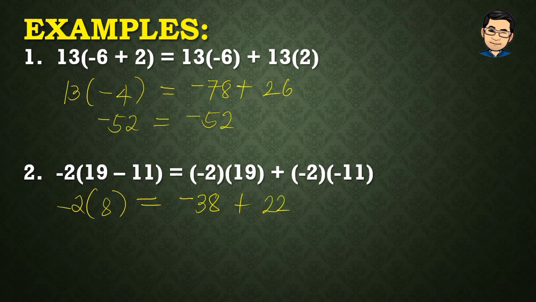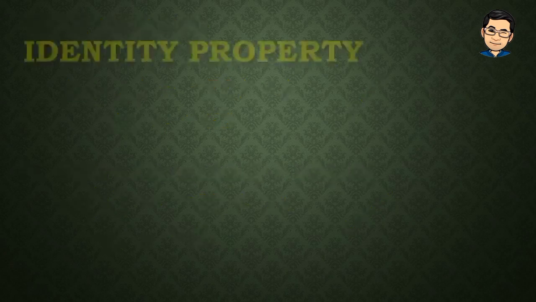Next, negative 2 times 8, that is negative 16, equals, so negative 38 plus 22, unlike signs na naman po sila kapag pinag-add, so follow the sign of the bigger value, yung negative 38, so negative, and then we subtract 38 minus 22, 16. So as you can see, yan po yung distributive property. So let's have identity property.